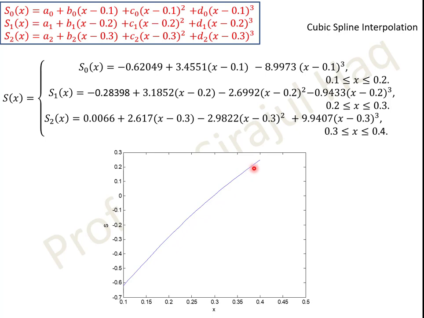Remember, these are the splines which we got using the free boundary conditions. It means that S0 double prime at x0 is equal to 0 and S2 double prime at xn is equal to 0. You got the curve? You can do the interpolation. Now let's come to another case.